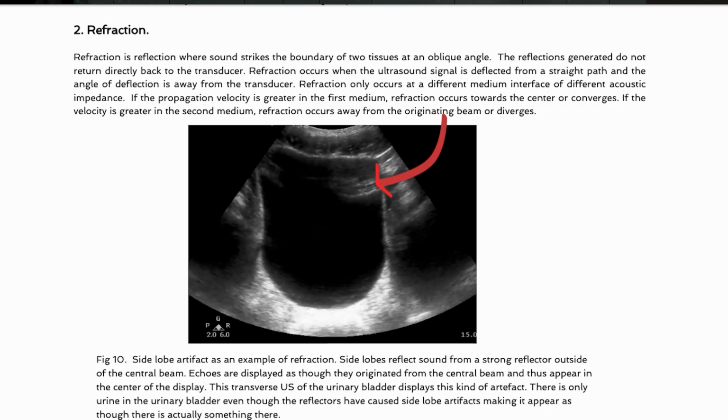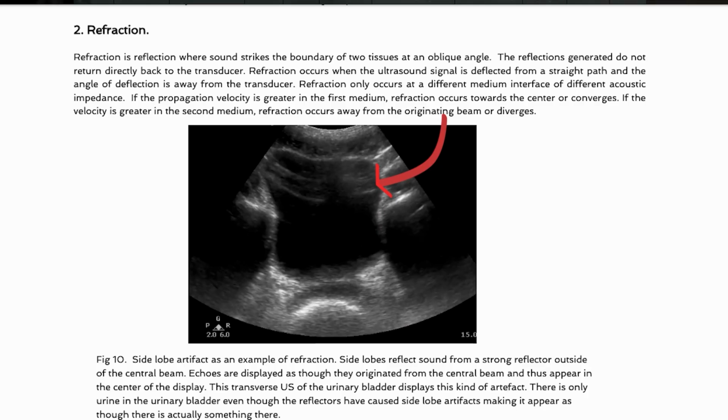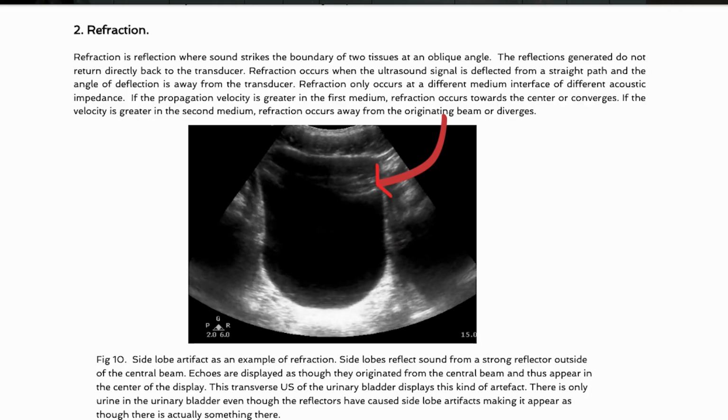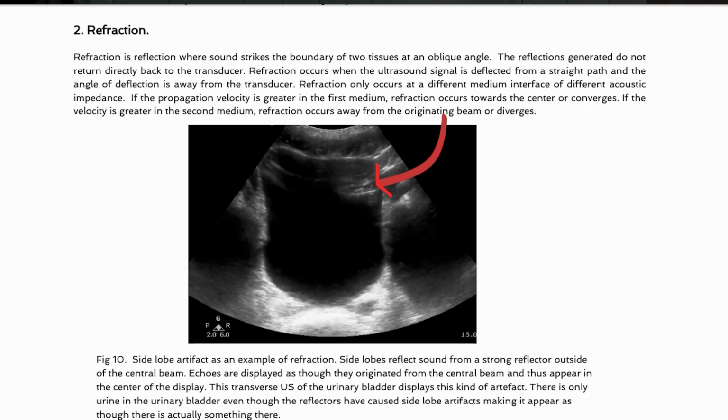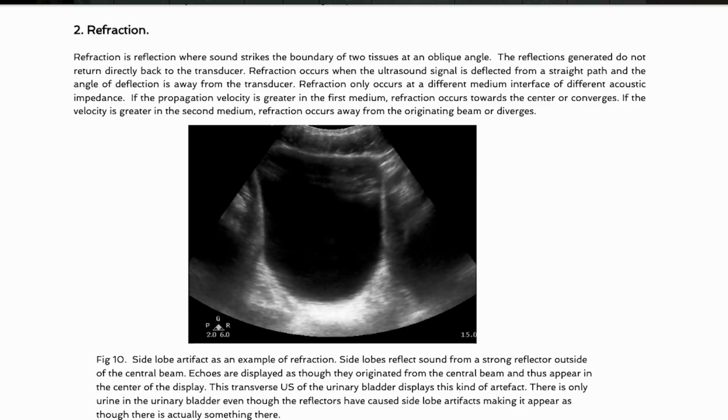This transverse view of the urinary bladder displays this kind of artifact. There is only urine in the near field of this urinary bladder, even though the reflectors have caused side lobe artifacts, making it appear as though there is something there. Scattering occurs when ultrasound waves encounter objects that are small compared to the size of the ultrasound's wavelength. This will diminish the intensity of the return signal.